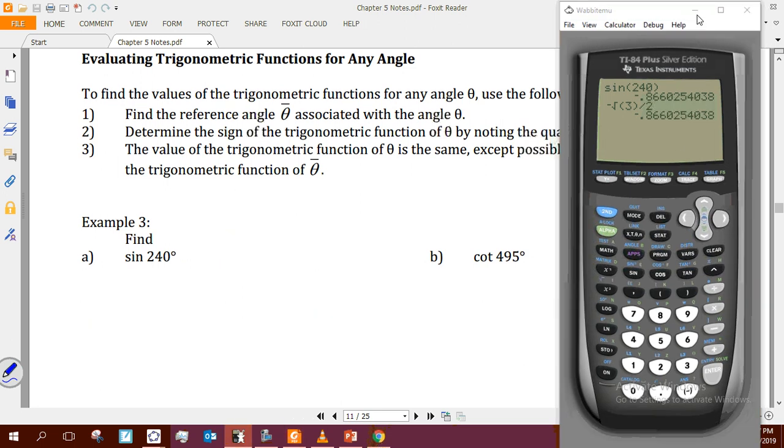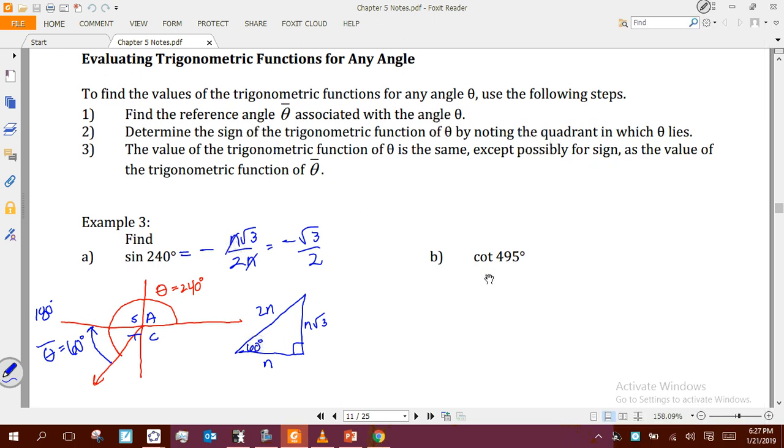So let's do this one. Cotangent 495. Okay, now if it's 495, that's bigger than 360. So I'm going to ask the question, what is the cotangent of 495 minus 360? Well, if I take 495 minus 360, that gives me 135. So I'm interested in actually the cotangent of 135.